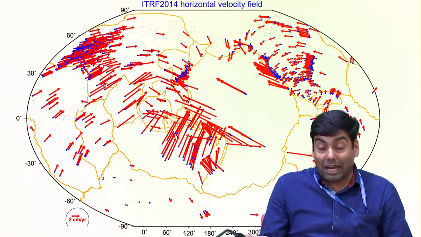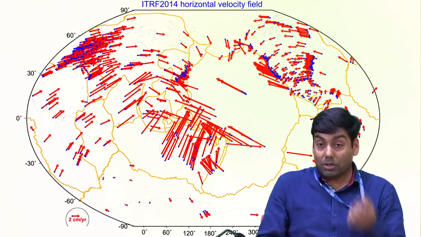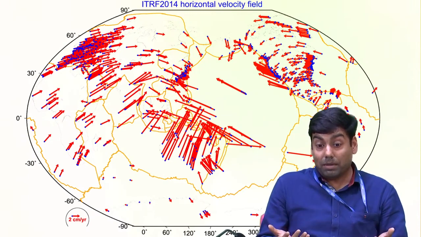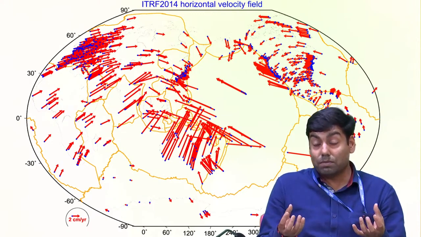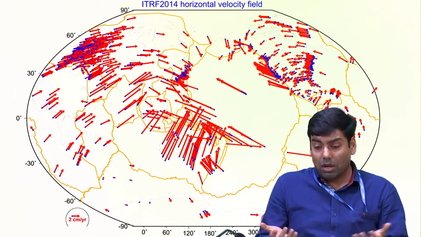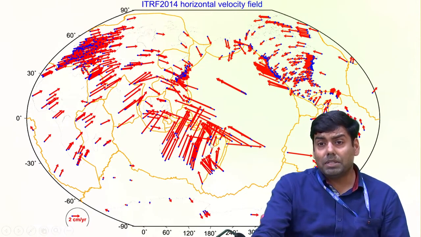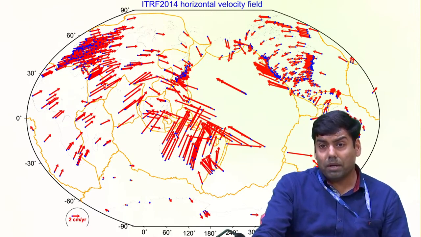So basically it is being accommodated. So how do we know that? How does it become possible, because these movements are very, very small? It's in millimeters. All that you see here in this image, these are millimeter movements. So how does it become possible?